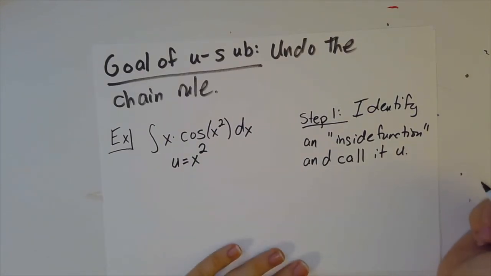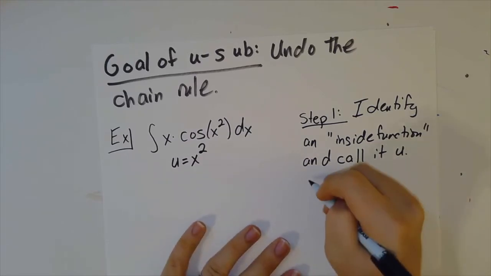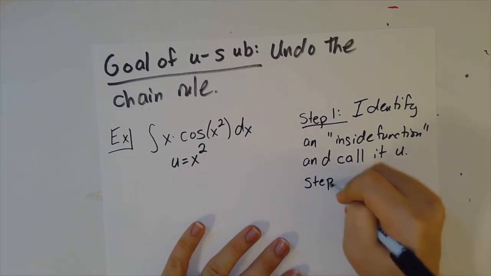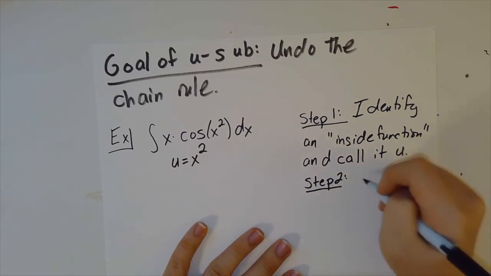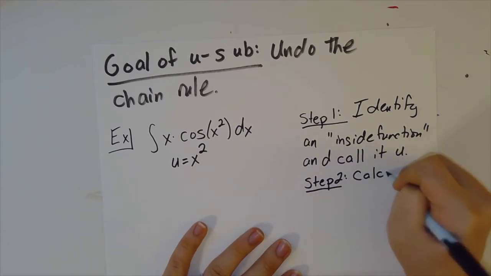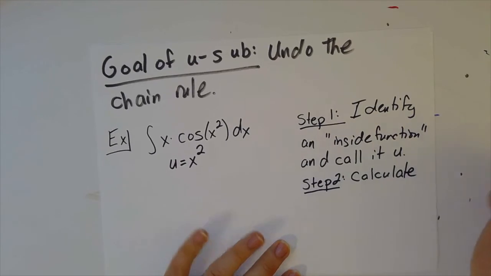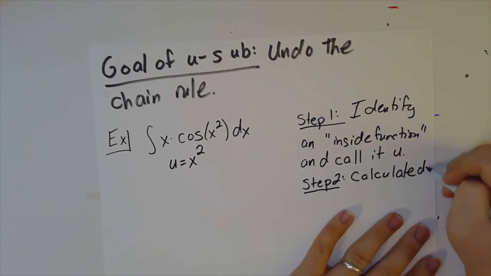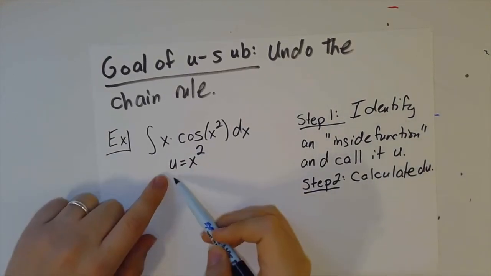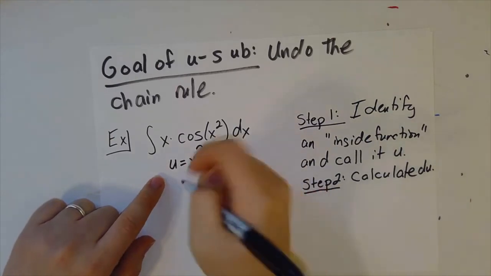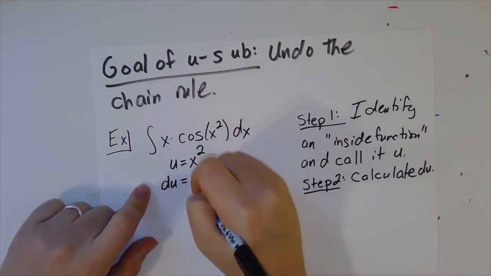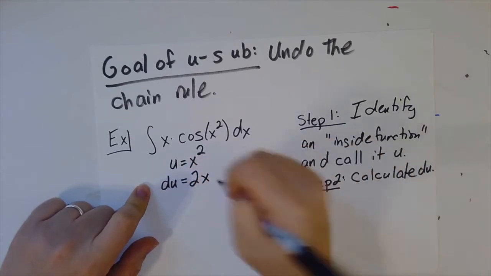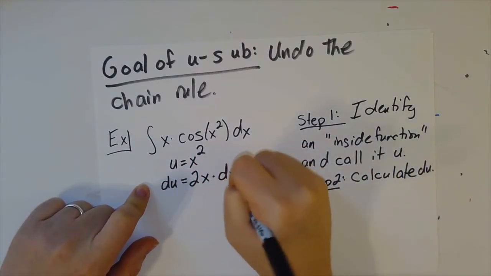Then step 2, I am going to calculate du. And what is du? Du is the derivative of u. So the derivative of x squared is 2x. And I'm going to put a dx here.